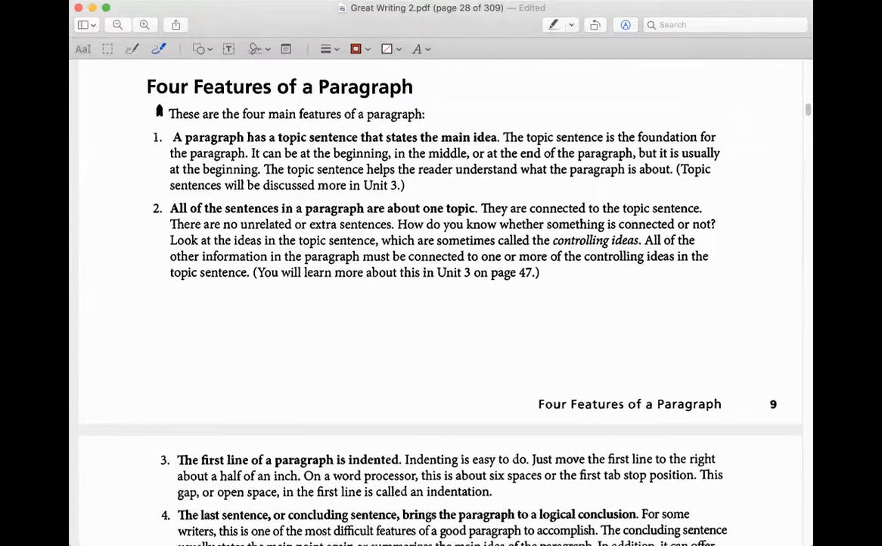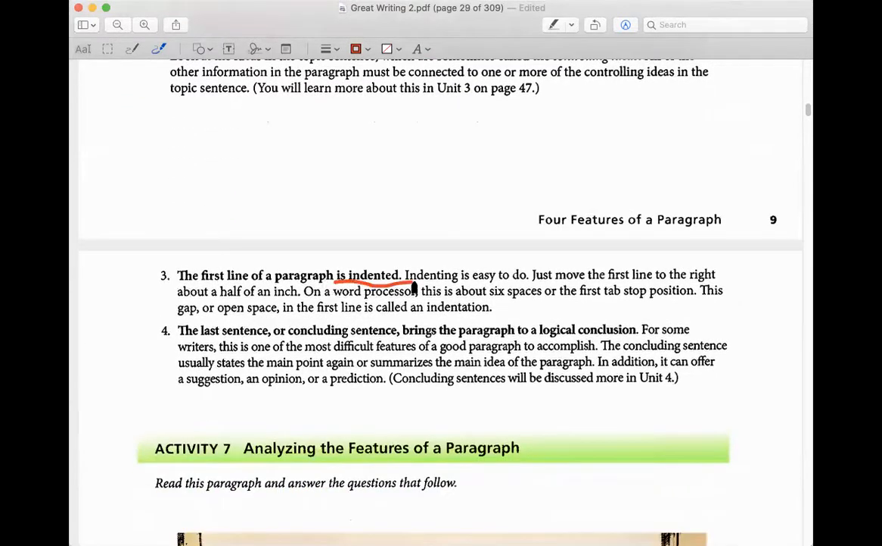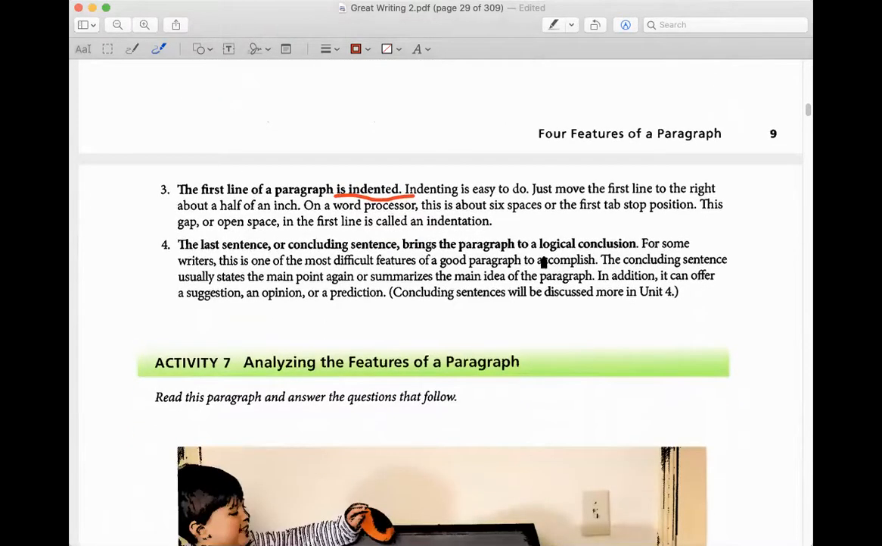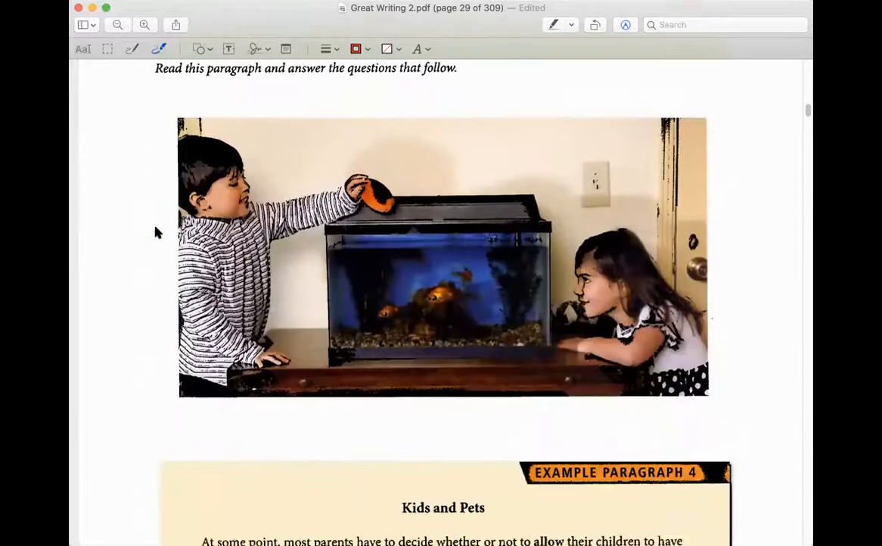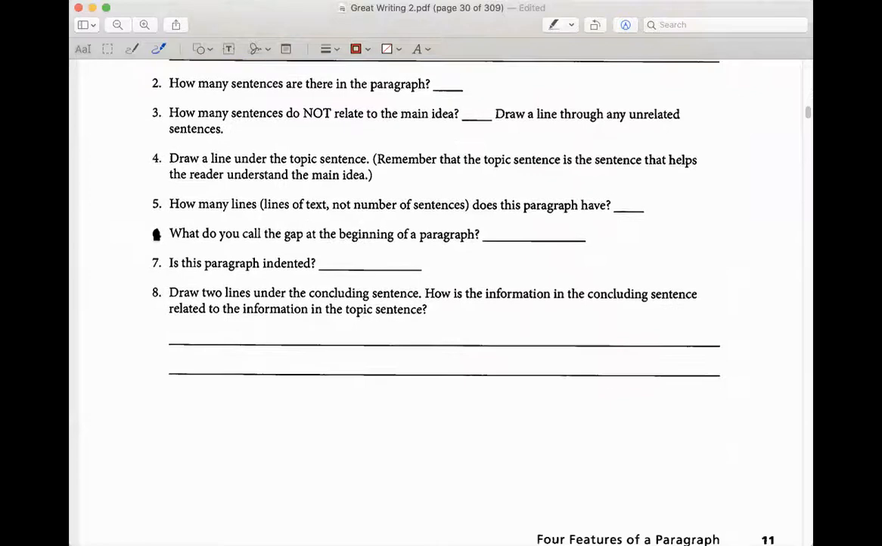Make sure you know about the 4 features of a paragraph and how to do them. So topic sentence, and then the sentences should all be about one topic. First line should be indented, and it should have a concluding sentence. Okay, that's very important. We've talked about that all semester long.